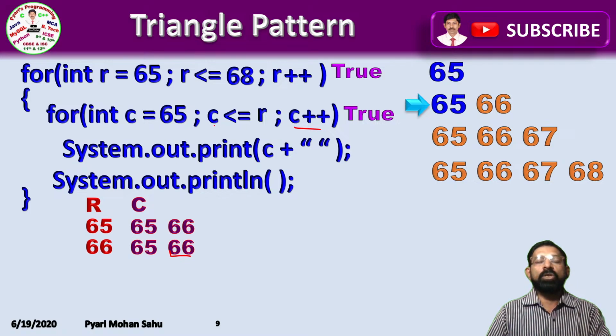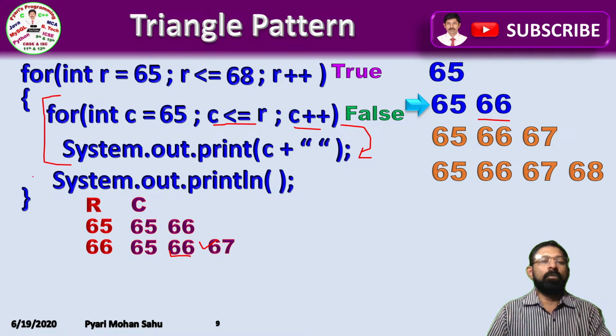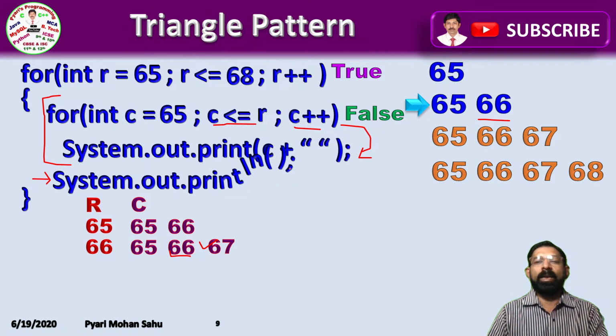After that, condition 66 is less than equal to 66. Condition is true. If the condition is true, it will enter into the body where it will display the C value. What is the C value? 66. That's why I will display 66. Next, updation C++, make it 67. 67 less than equal to 66. Condition is false. If the condition is false, I will come out of this loop and it will execute the print statement where it will take the control to the next line.